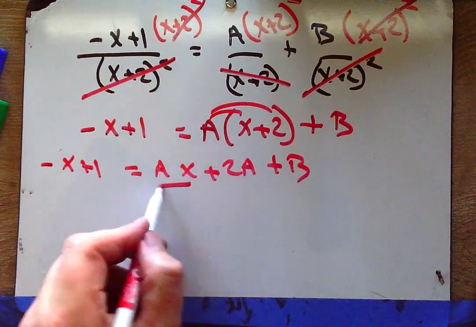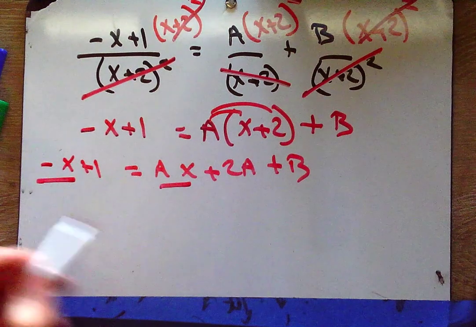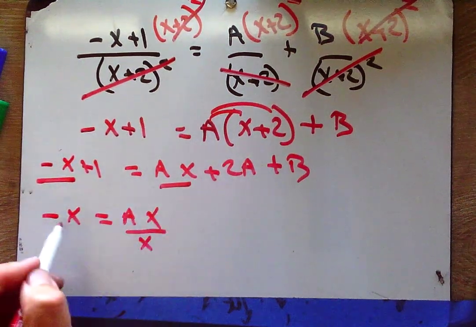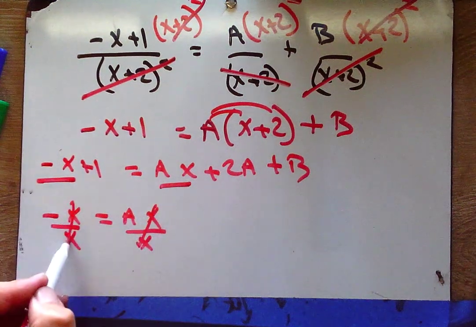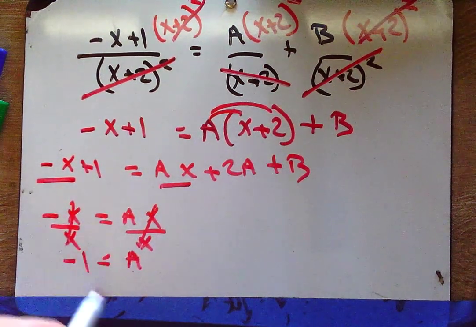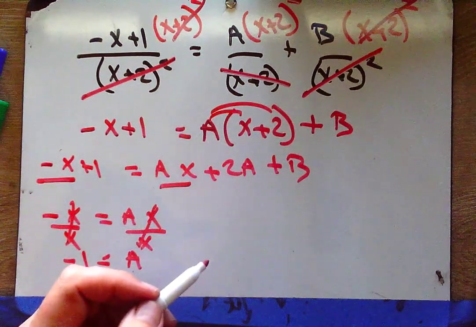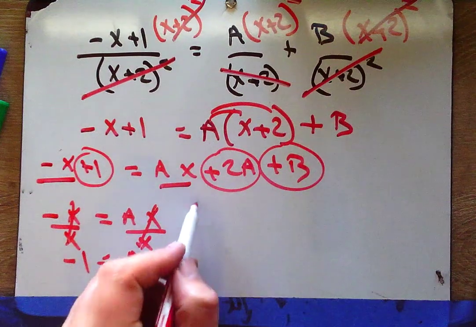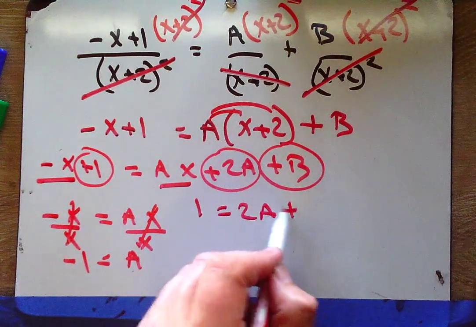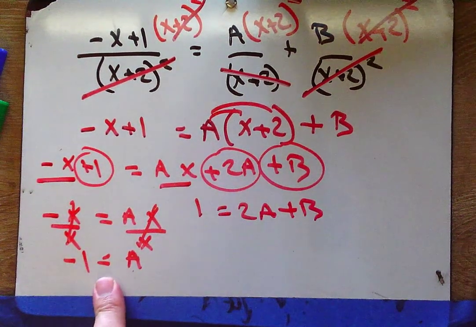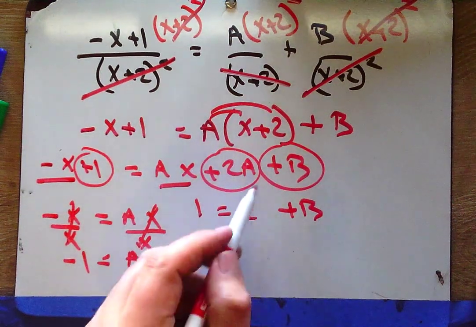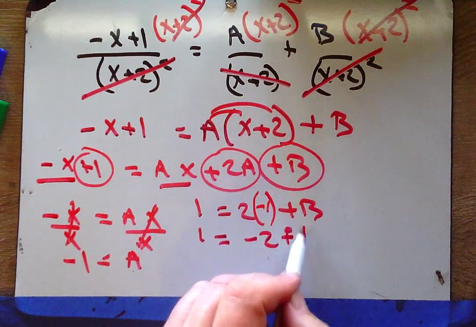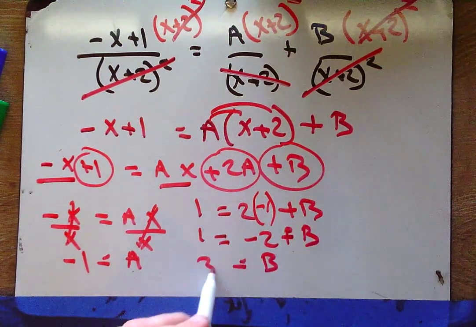So I'm going to have negative x plus 1 equals ax plus 2a plus b. And now what? I want to group the stuff that has x's together. Negative x equals ax. Divide by x, divide by x, and I get a equals negative 1. Now I want to take all the stuff that doesn't have an x attached to it and put them together. There's my a value, so let's plug that a value in there. And so I've got 1 equals negative 2 plus b, or b equals 3.